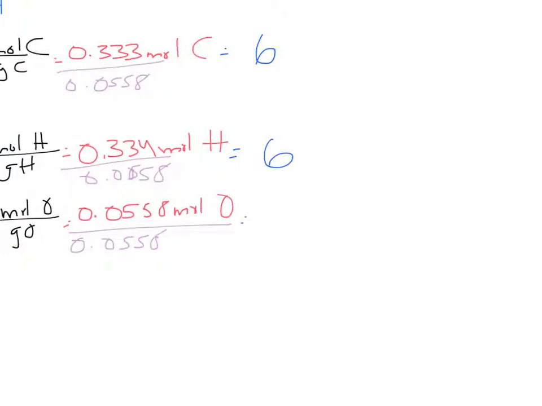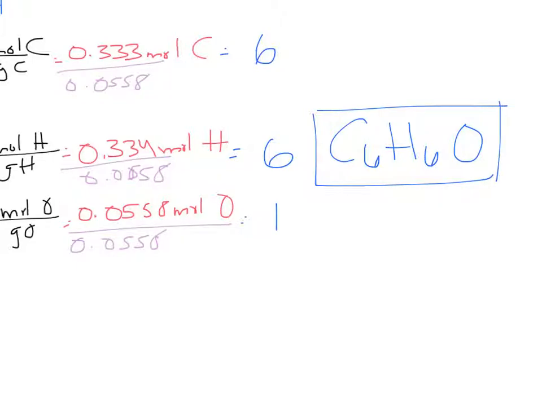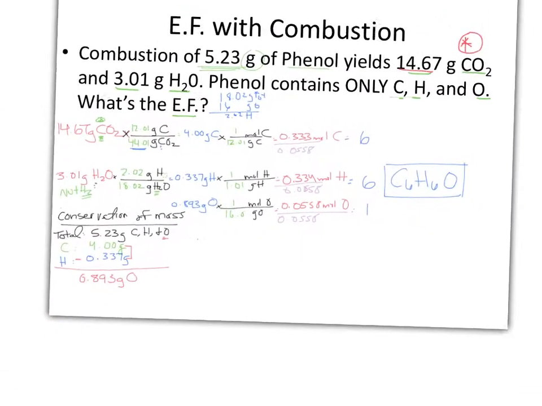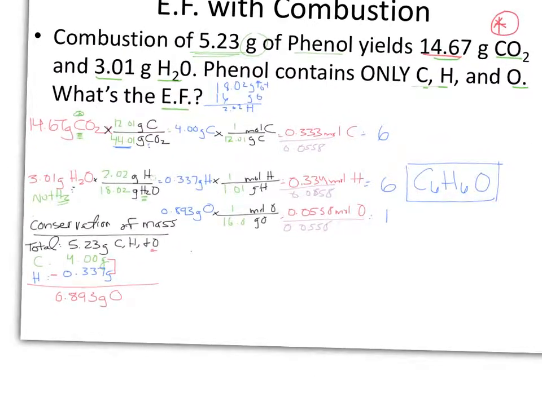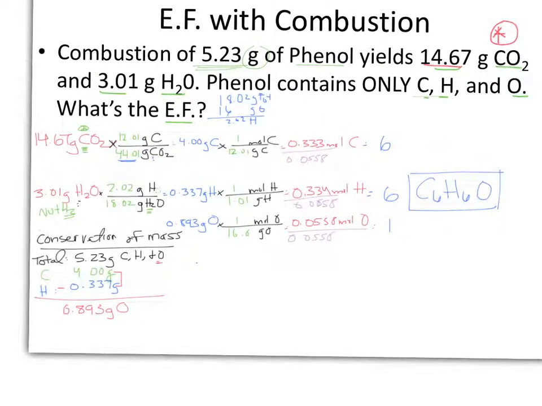And then the last one, of course, obviously divided by itself, so it's going to be 1. And so these are your numbers that you're going to plug into your empirical formula. So it is C6H6O. And this is your final answer for the empirical formula. Again, I know it is a lot. It is the most challenging type of problem in terms of empirical formulas when it's with combustion.